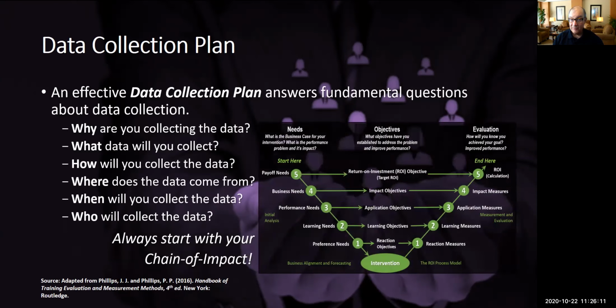And always start with your chain of impact, business alignment. That matrix that you will have filled out will answer these questions. Or at least it'll give you enough information to find the answers to some of these questions if you don't already have them.